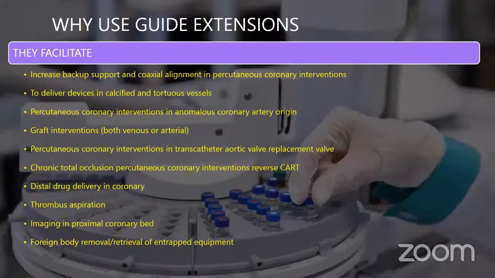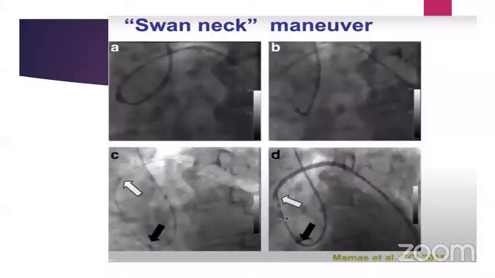Why use a guide extension catheter? It increases the backup support and coaxial alignment to deliver the device in calcified and tortuous vessels, for PCI in anomalous origin coronary arteries, for graft PCI, for PCI post TAVI, or in CTO PCI, drug delivery in the coronary, thrombus aspiration, or imaging in the proximal coronary bed, and foreign body removal or retrieval of entrapped equipment.